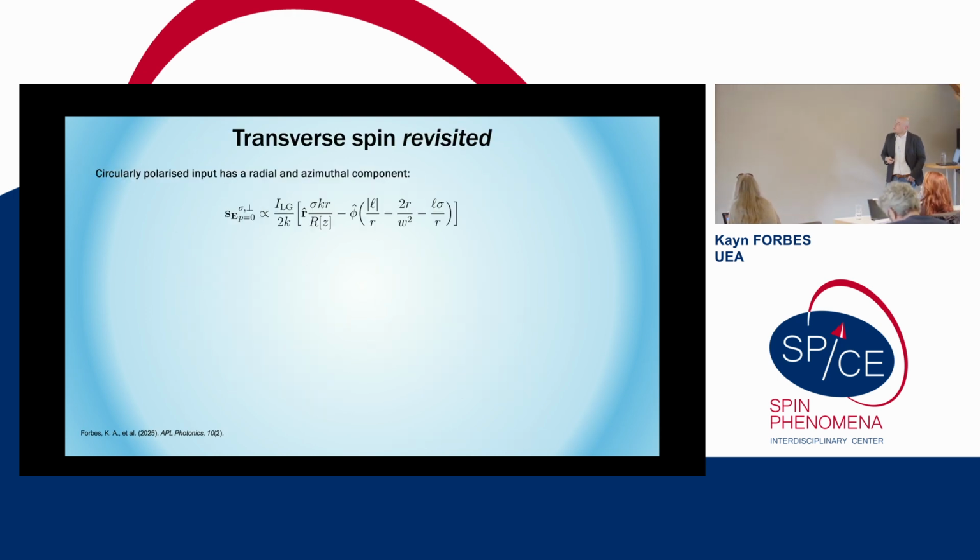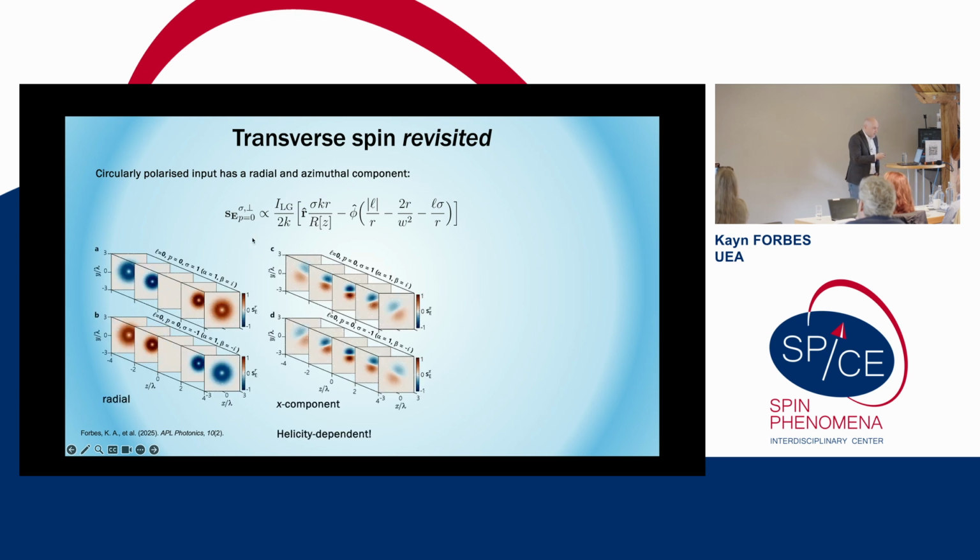And let's revisit transverse spin, right? So our circularly polarized input had this azimuthal term, but we also now have a radial term, which is helicity dependent. So transverse spin is often helicity independent, but away from the focal plane, it can be helicity dependent. So if I plot the radial part, here is for a left-handed circularly polarized beam. This is for a right-handed circularly polarized beam. Of course, the sign changes as you traverse the focal plane because the wavefront curvature changes sign. But if I take a given slice of Z, you see it clearly changes sign depending on the handedness of the input beam.